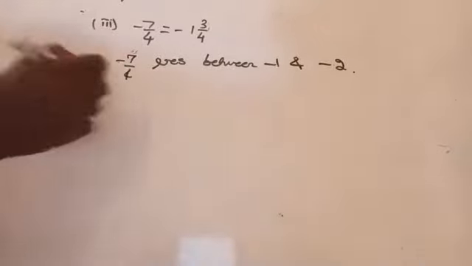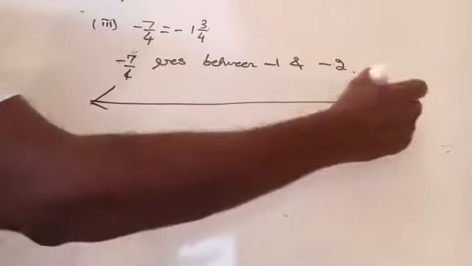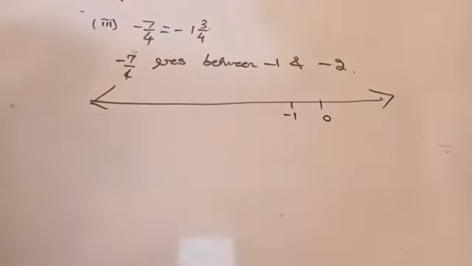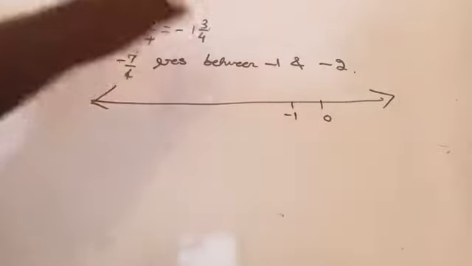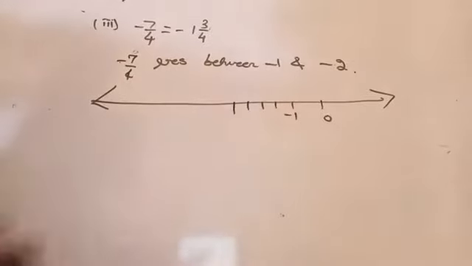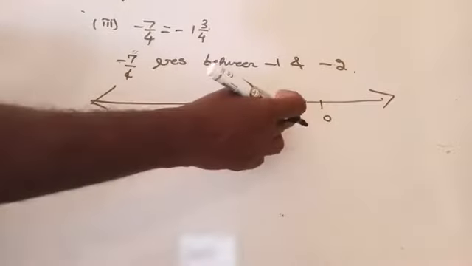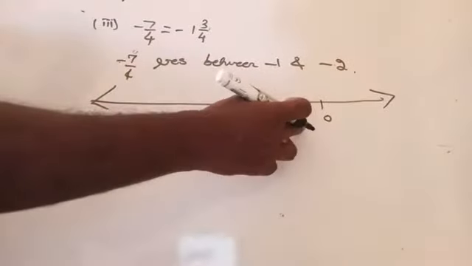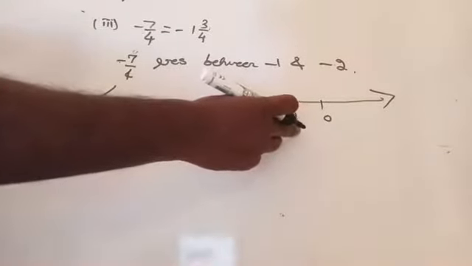Am I right here? That means it is 0, it's minus 1. Minus 1, minus 2. But after minus 1 you have to divide into 4 parts. So 1, 2, 3, 4. It is 0, it is minus 1. Minus 1 means what? Minus 4 by 4 you can write, otherwise minus 1 by 4.